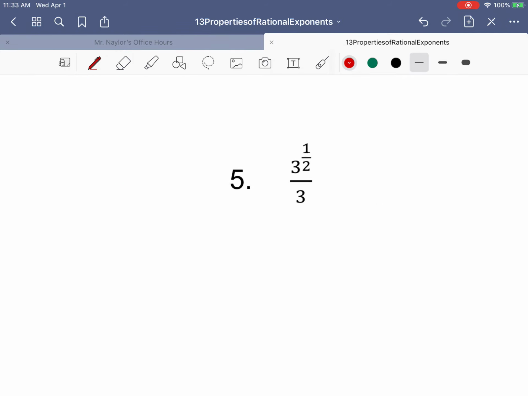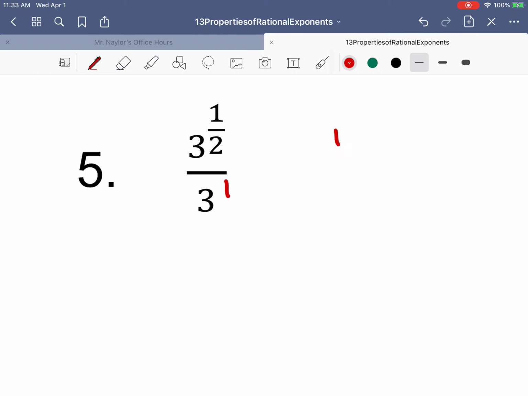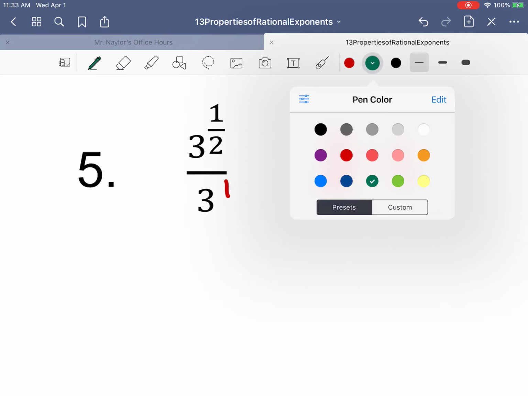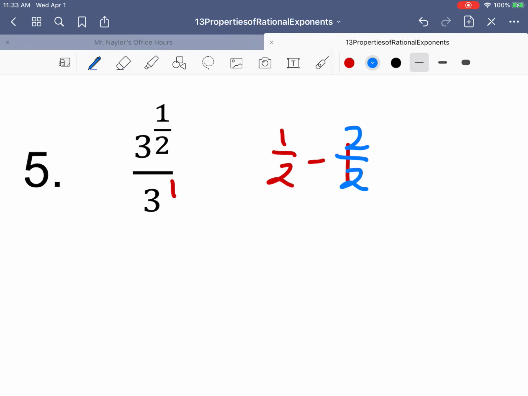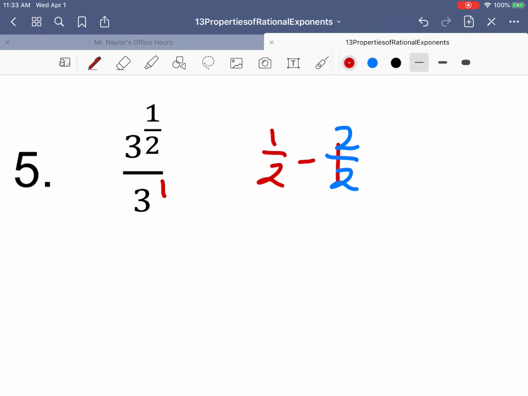Now, with number 5, you'd want to subtract the exponents, but one of the exponents seems to be missing. Of course, we assume that it's 1. So it's 1/2 minus 1. You always subtract top minus bottom. Now, the number 1, I want to think of that as a fraction with a common denominator. I want to think of that as 2/2, so I can actually subtract. So when I actually subtract, I get -1/2.